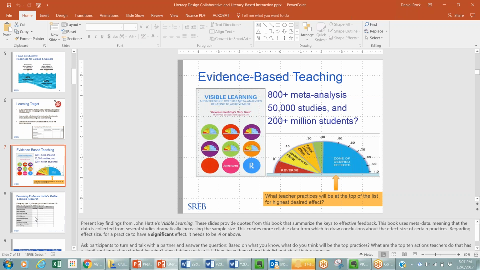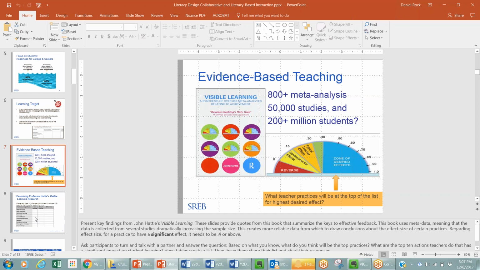What we want to do in our training more and more is point out where the LDC practices align with the strategies that we know work. So what he does in this book is a meta-analysis of multiple research projects. If we look at feedback, how do we know feedback works? Well, he doesn't do one study.